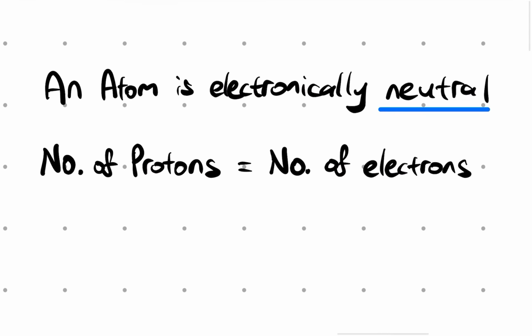Now, there are a few things that we need to establish. An atom is electronically neutral, and the number of protons in an atom equals the number of electrons in an atom.